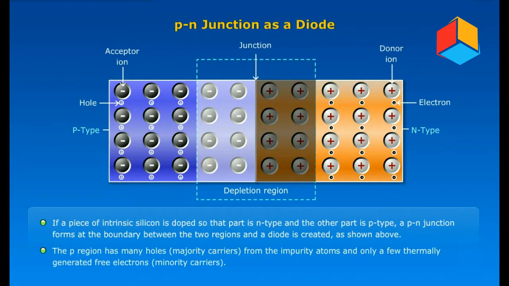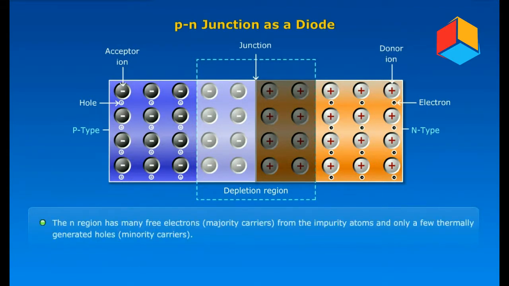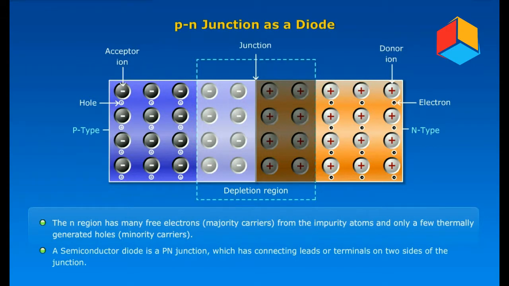The P region has many holes, majority carriers from the impurity atoms, and only a few thermally generated free electrons, minority carriers. The N region has many free electrons, majority carriers from the impurity atoms, and only a few thermally generated holes, minority carriers. A semiconductor diode is a PN junction which has connecting leads or terminals on two sides of the junction.